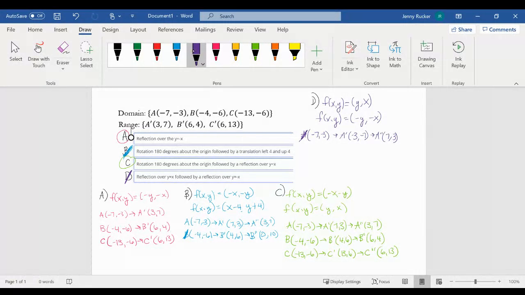So reflect over the line y equals -x, or rotate 180 about the origin followed by reflection over y equals x, are the possible transformations for this problem.